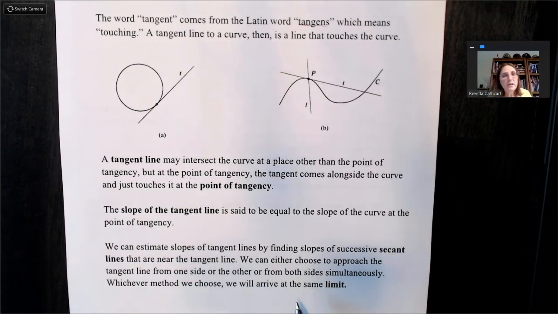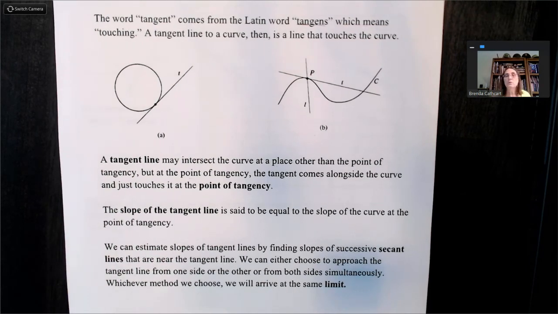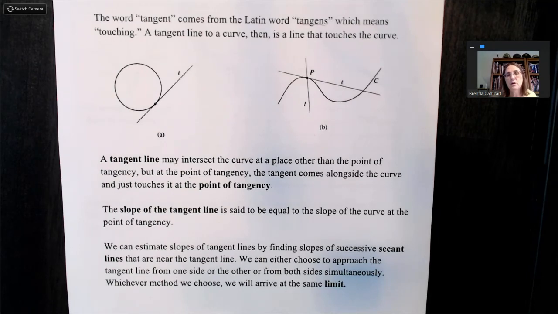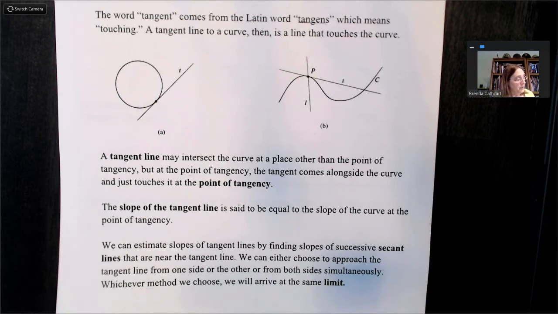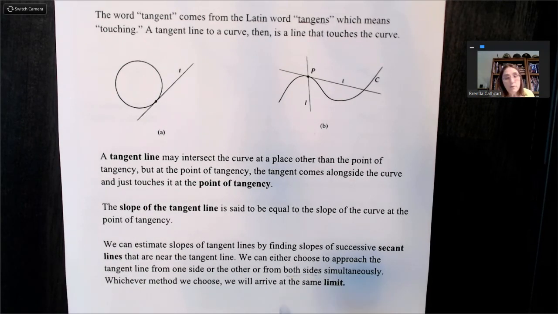The slope of the tangent line is said to be equal to the slope of the curve at the point of tangency. We can estimate slopes of tangent lines by finding slopes of successive secant lines that are near the tangent line. We can either choose to approach the tangent line from one side or the other side, or even from both sides simultaneously. Whichever method we choose, we arrive at the same limit.